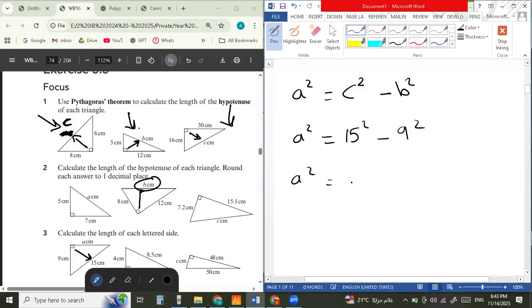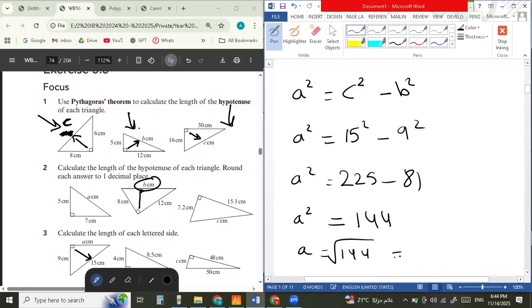So a squared equals, you're going to find that 15 times 15 is 225 minus 81. You're going to find that a squared equals 144. So a is what? The square root of 144, which is 12. So the side that they want to find is actually 12.